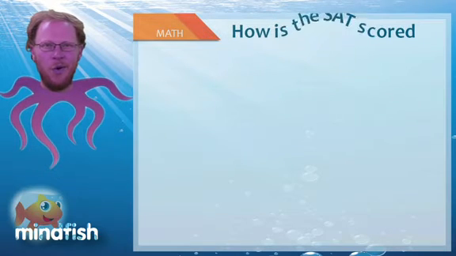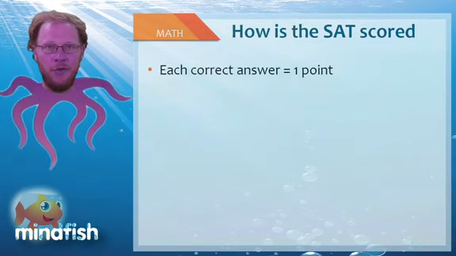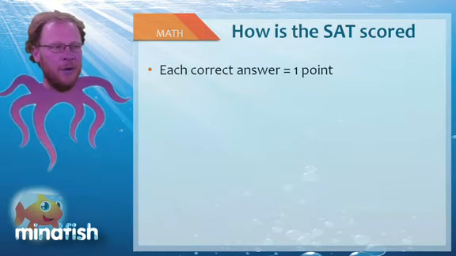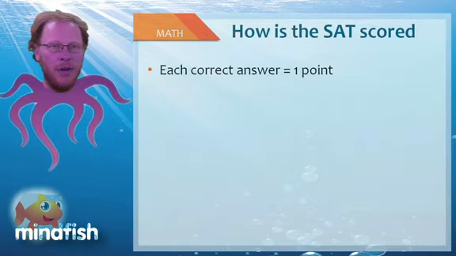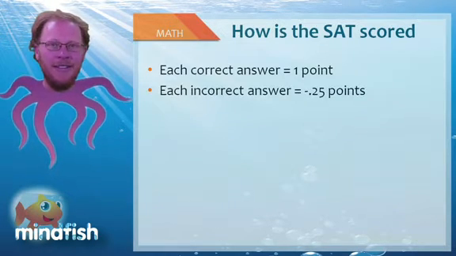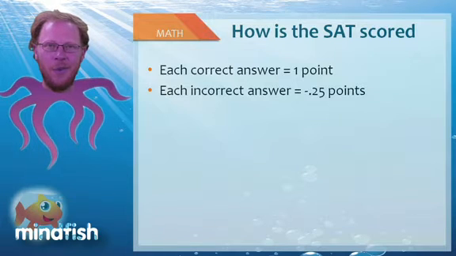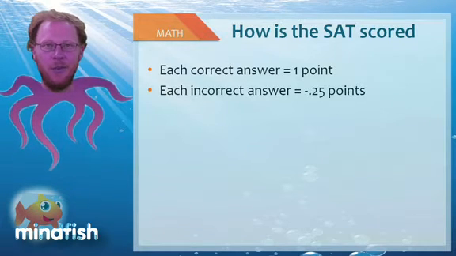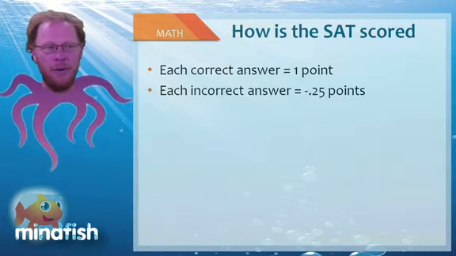So, how is this thing scored? This is a source of a lot of confusion from test takers. For each correct answer that you have on the test, you will get 1 point. For each incorrect answer, you will be docked 1/4 of a point. In other words, each incorrect answer is worth negative 1/4 of a point.